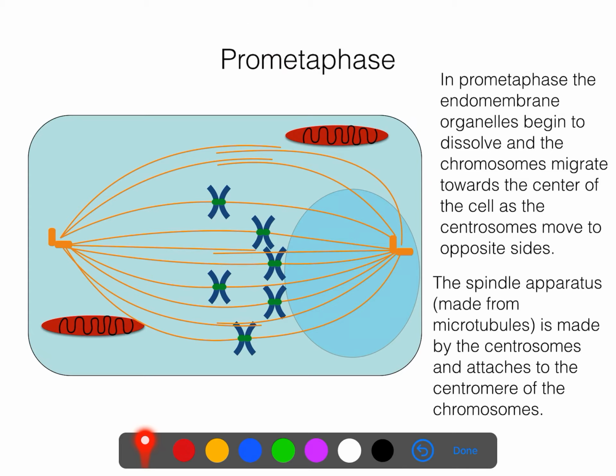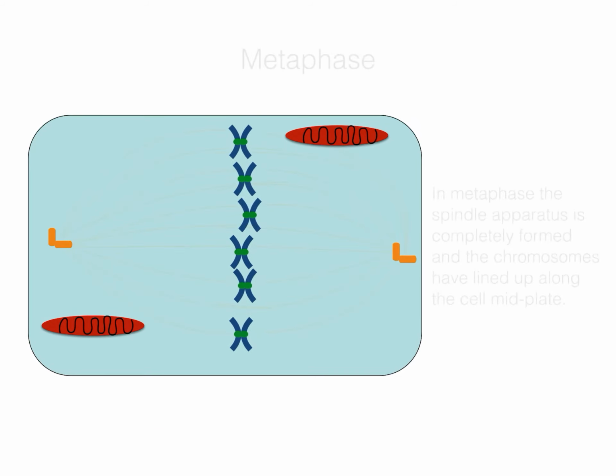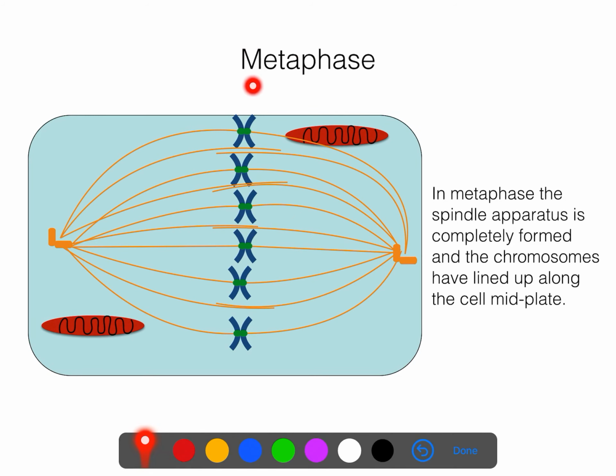Pro, by the way, means beginning or first, so prophase is the first phase. Metaphase, meta means middle. In metaphase, these chromosomes now line up single file down the center, or what's called the midplate of the cell. That's why this is called metaphase. It's distinguishable because you can see all the chromosomes lined up down the middle of the cell, with your spindle apparatus coming out to it.